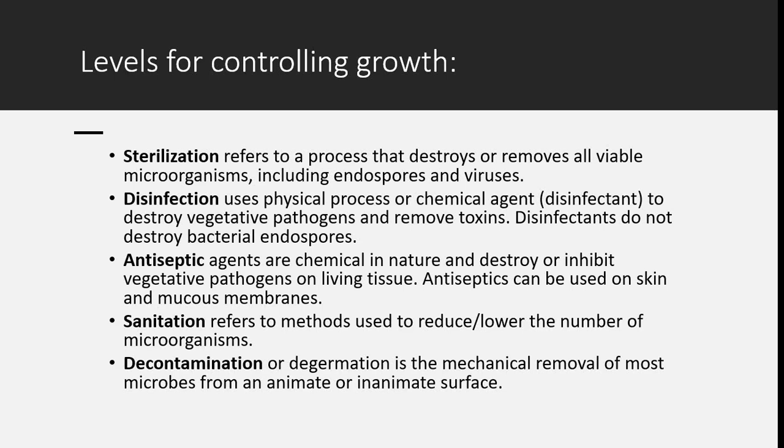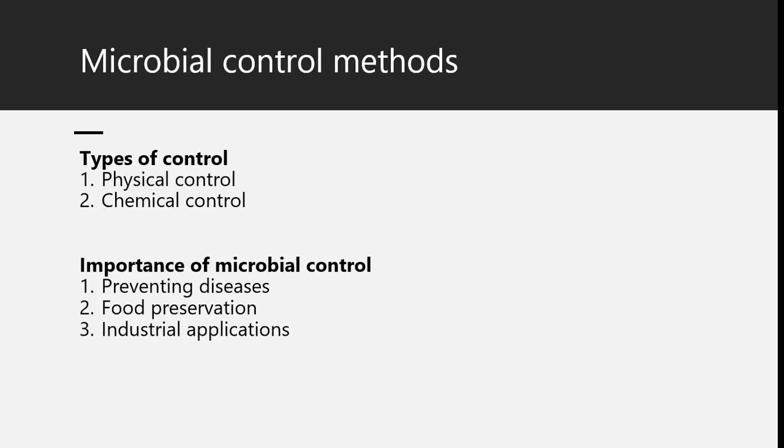So, when we talk about microbial control methods, there are going to be 2 main classes that we're going to look at: physical control and chemical control. This video, we're going to hit the highlights on the physical control. The second video is going to be looking at the chemical control. The reason, again, that we are looking at microbial control methods is because we want to help with preventing the spread of microbes and preventing diseases. We need them for food preservation, and there are some industrial applications.